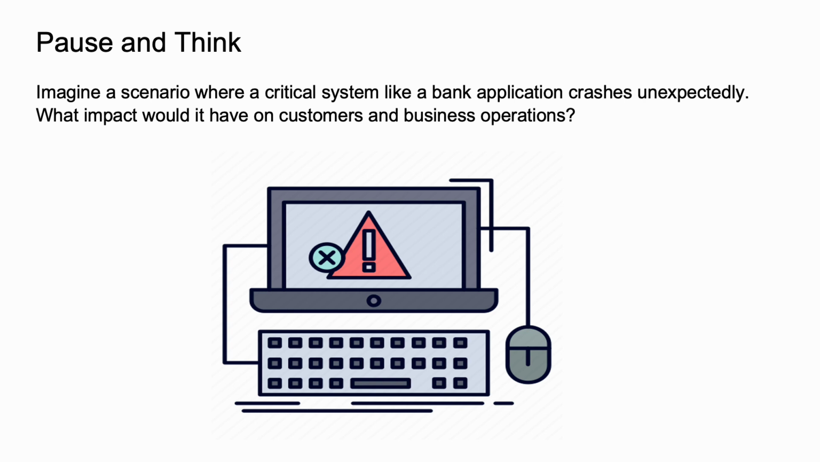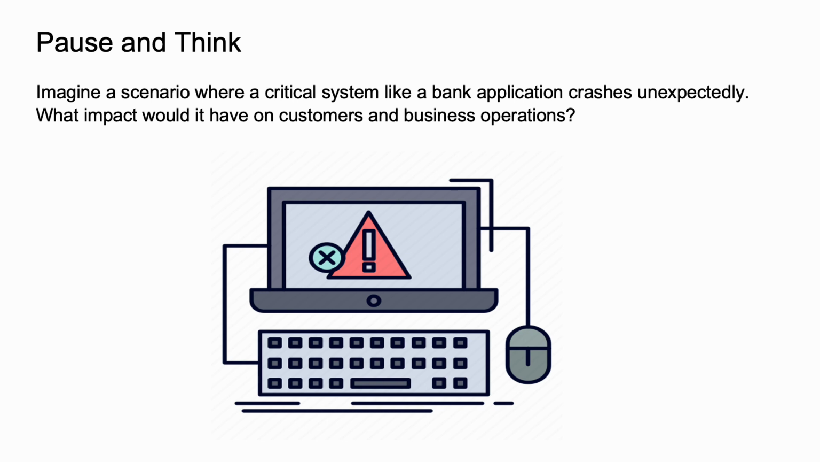Now, pause and think about this scenario where a critical system like a bank application crashes unexpectedly. What impact would it have on customers and business operations? Such an event could lead to a halt in essential services, disrupting customer access and potentially resulting in financial losses due to halted transactions or impaired revenue streams.